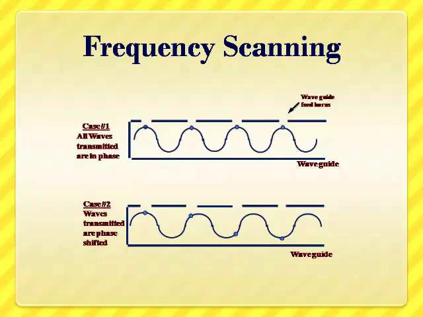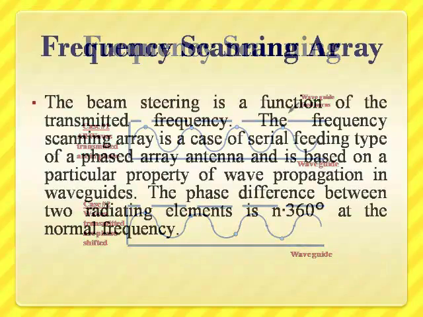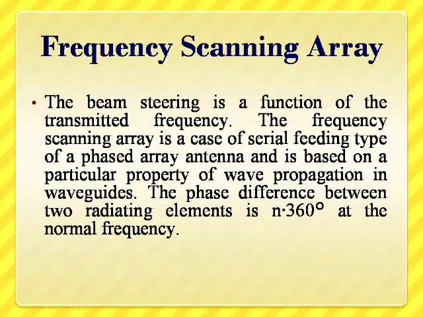So what is happening? Let us try to recapitulate. The beam steering is a function of the transmitted frequency. The frequency scanning array is a case of serial feeding type of a phased array antenna and is based on a particular property of wave propagation in a waveguide. The phase difference between two radiating elements is n times 360 degrees at the normal frequency.